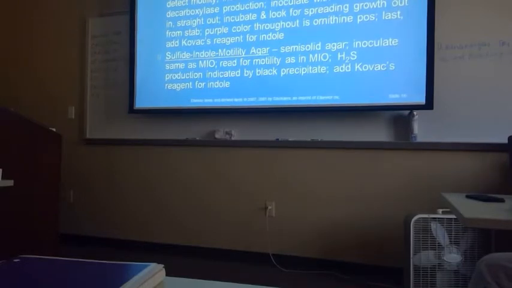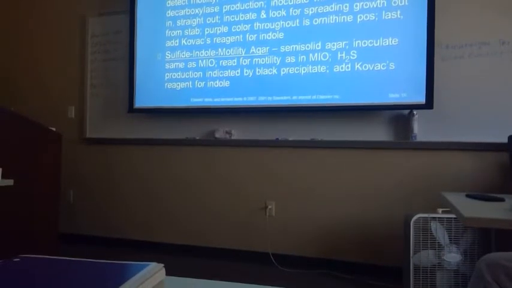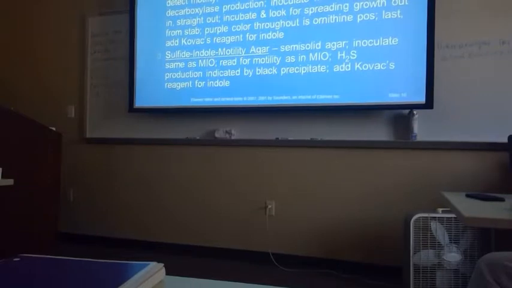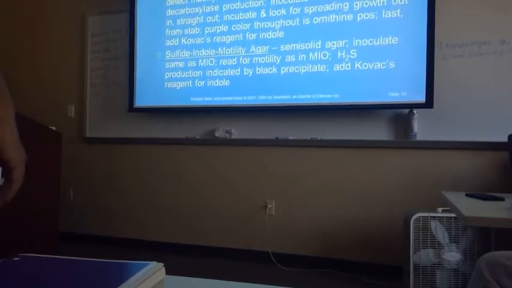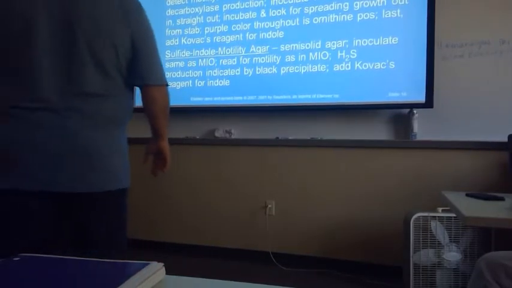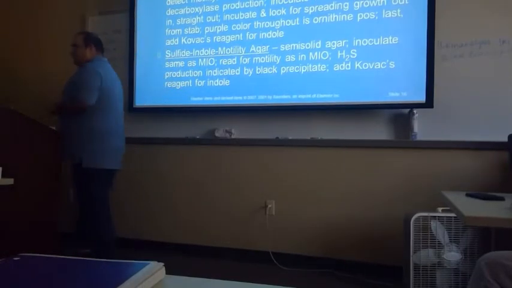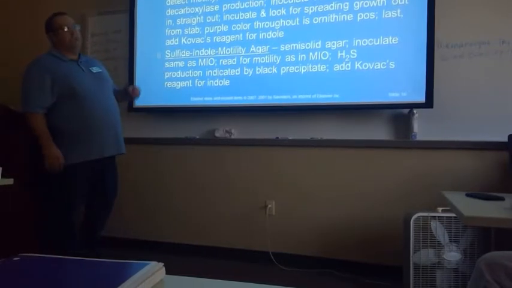The MIO agar, motility indole ornithine. It's a semi-solid agar used to detect motility, just like the motility agar I mentioned. You stab it in, straight out, and if the line goes fuzzy, we know it can swim. If it turns purple, then we know it can utilize ornithine. Then at the very end of the test, after we read that, we'll add Kovacs reagent straight to this tube to give us our indole result. So we get three results out of this one tube.